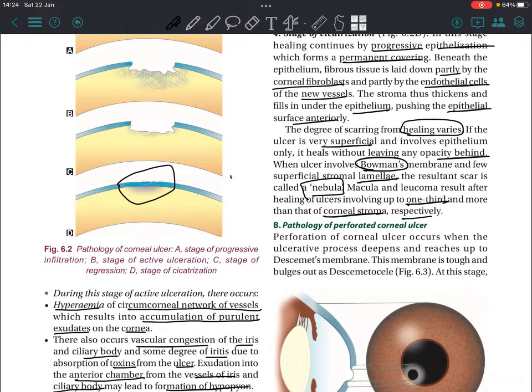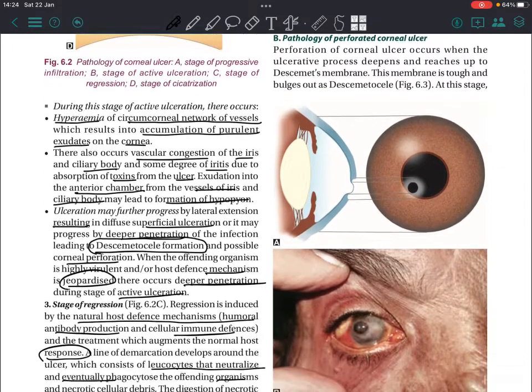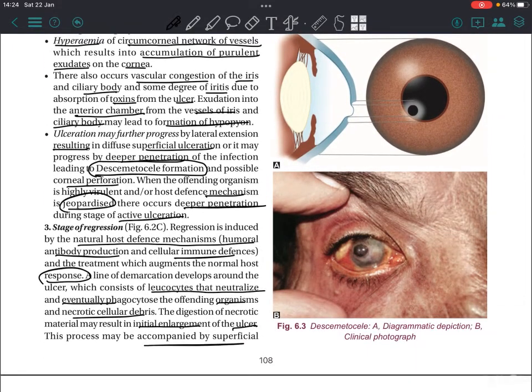When Bowman's membrane only is involved, it is known as nebula. Macula and leucoma result after healing of an ulcer involving up to one third and more than one third of the corneal stroma. Descemetocele: diagrammatic depiction and clinical photograph.